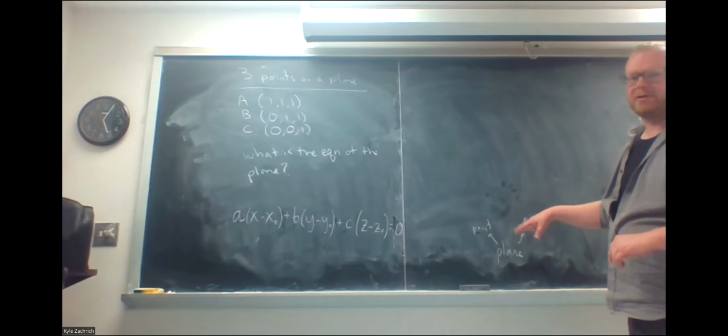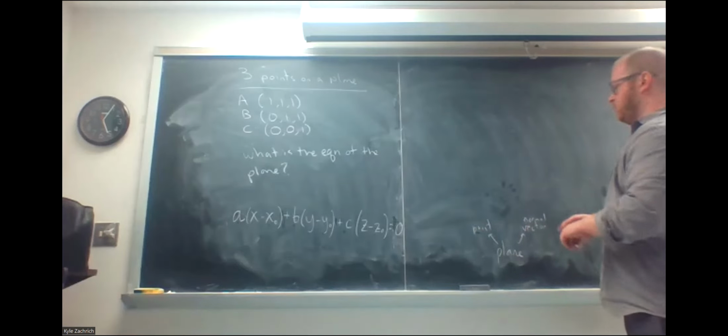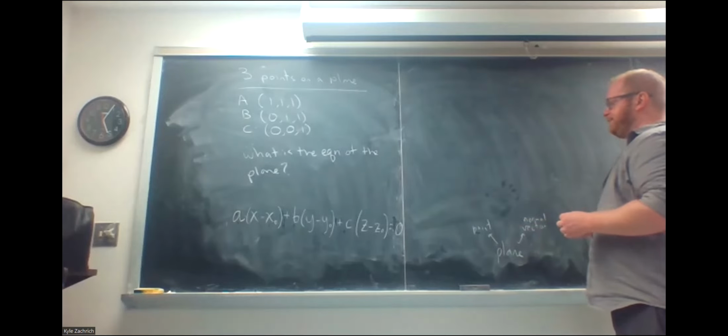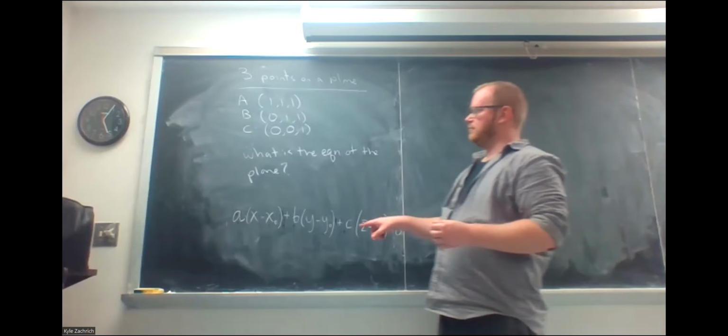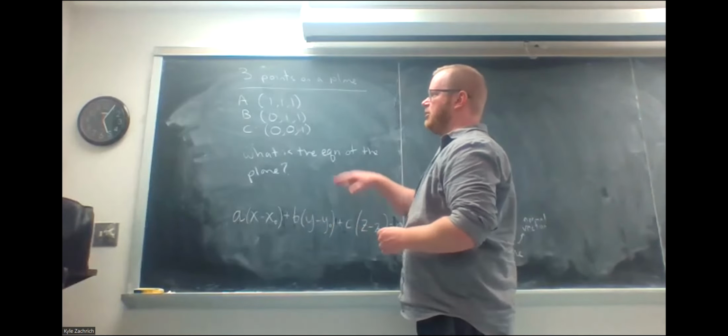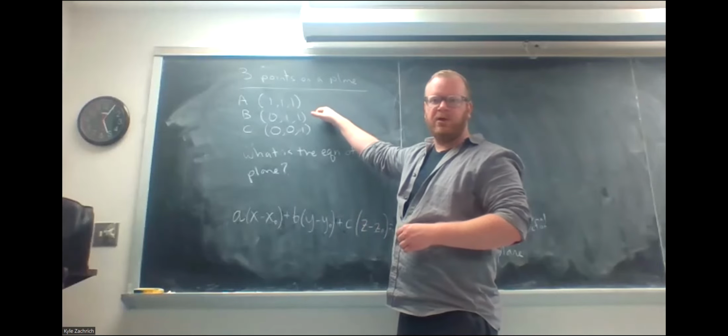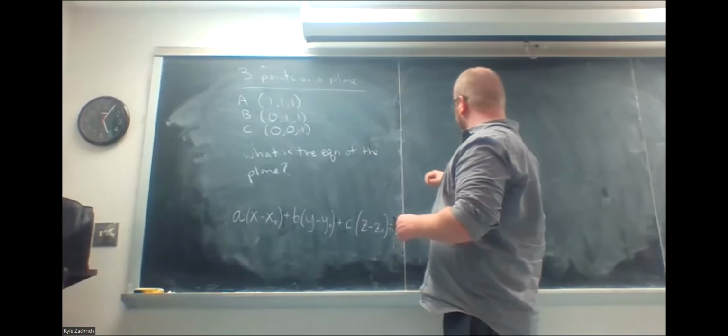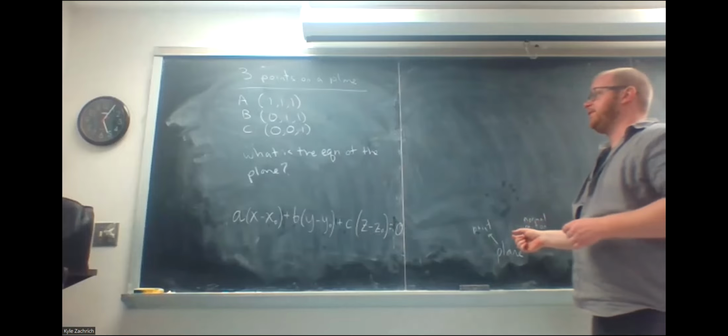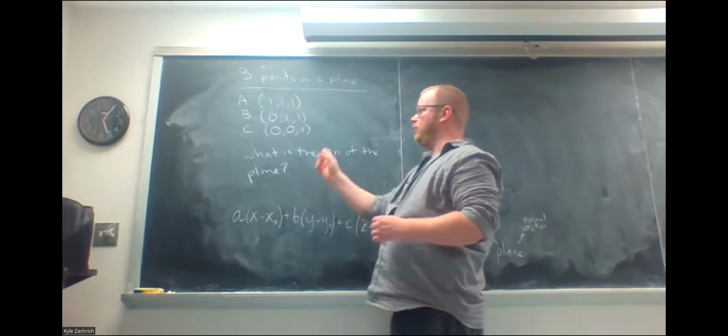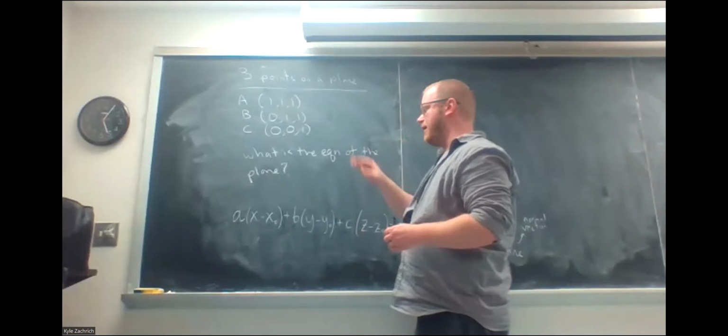So I'm drawing this kind of sloppy, so I'm going to have to erase it to work this example out. But for a point, our X naught, Y naught, Z naught, we can use any of these 3 points. We have already figured that out. But for the normal vector, we're not told that. We're going to have to figure that out.